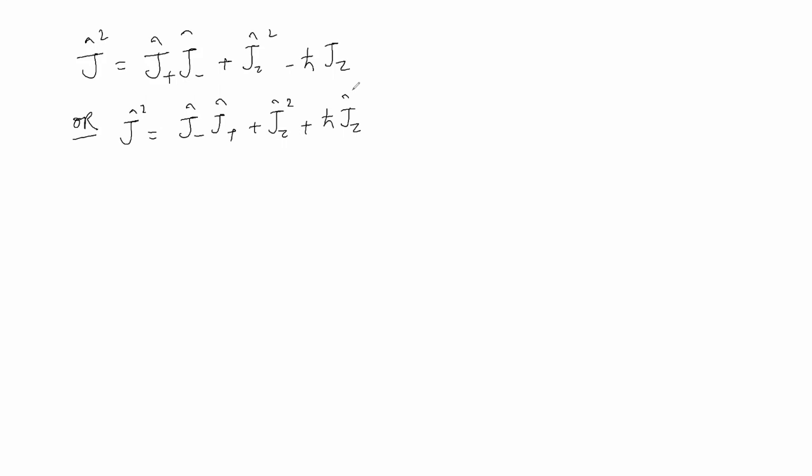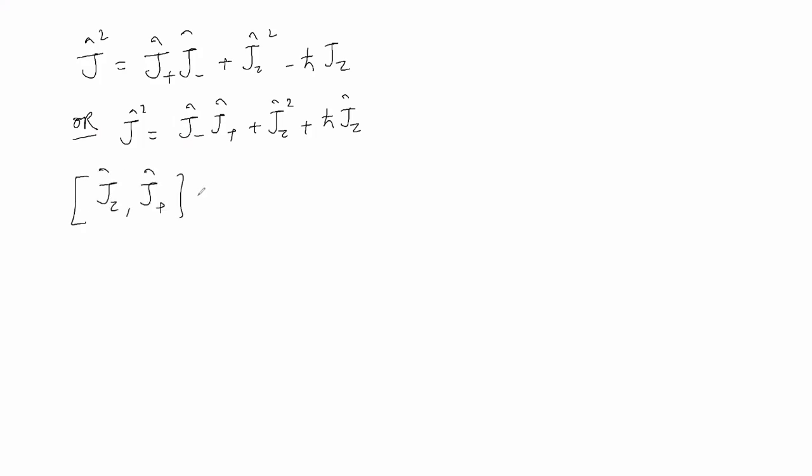Now the question arises, we have defined J plus as Jx plus iJy and J minus as Jx minus iJy. Why am I telling you that J plus I will call a raising operator and J minus I will call a lowering operator? The important point that we should remember is the following before I make that conclusion.